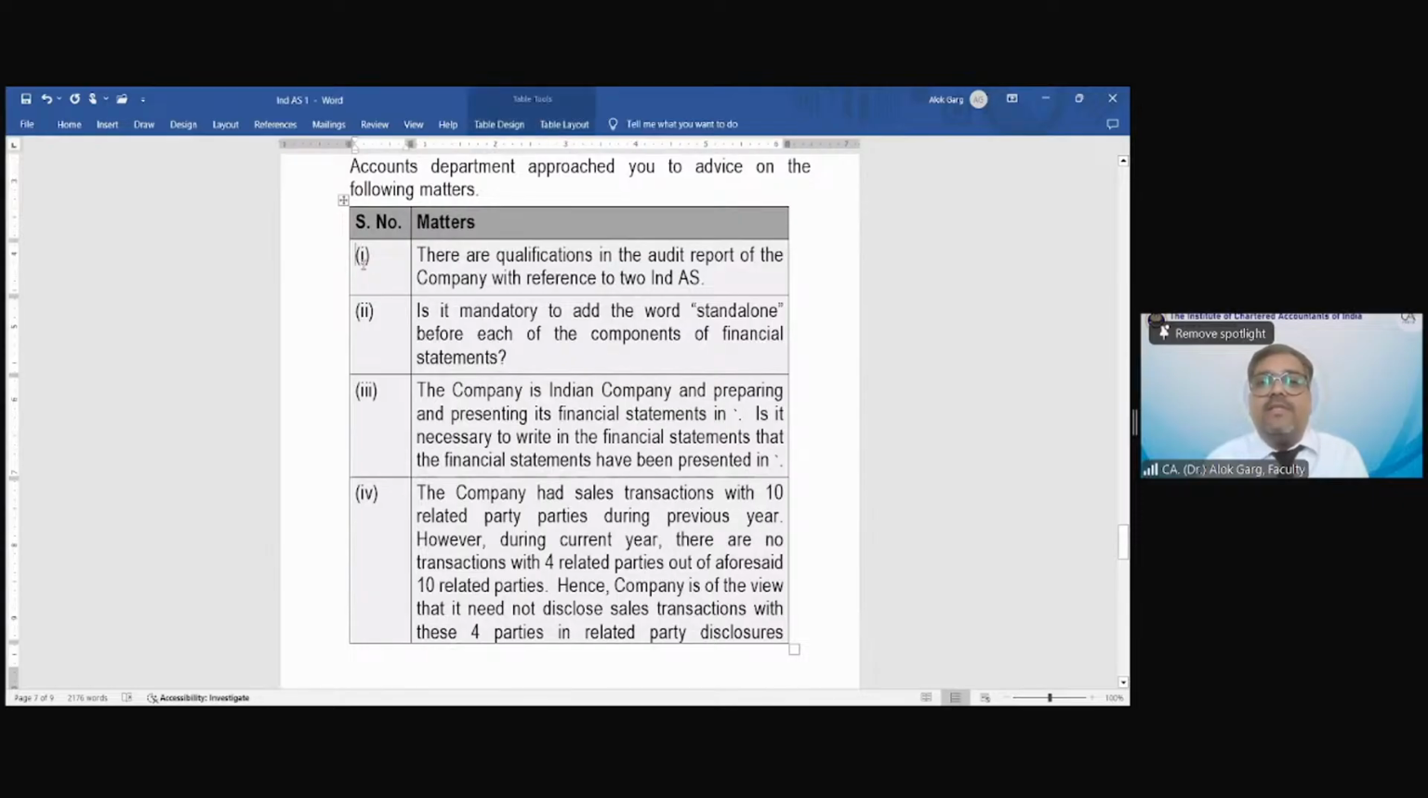There are qualifications in the audit report for the company with reference to Ind AS 1. It means in the audit report, they have told that this company has not complied with Ind AS 1, right? There are qualifications in the audit report of the company with reference to Ind AS 1. So what is the accounting guidance? What does Ind AS 1 say? I told you something, is there any compliance requirement in Ind AS 1?